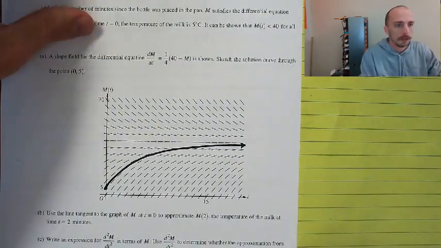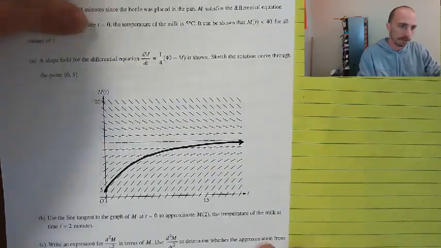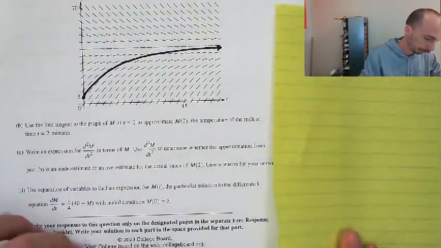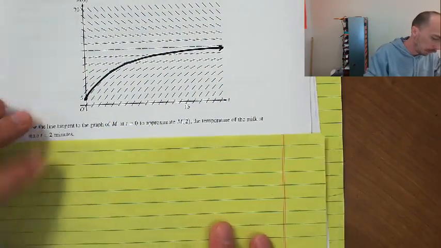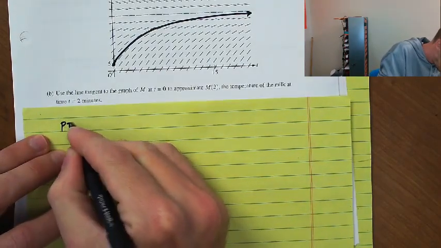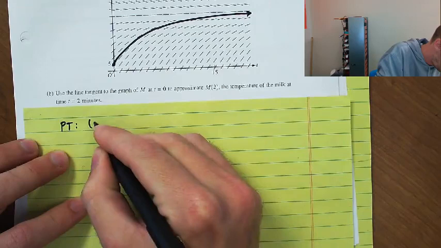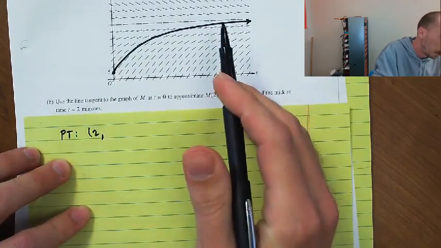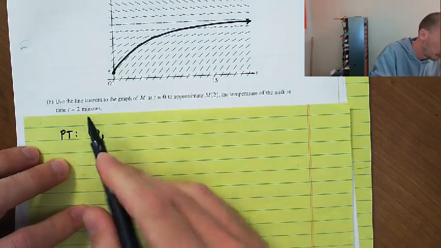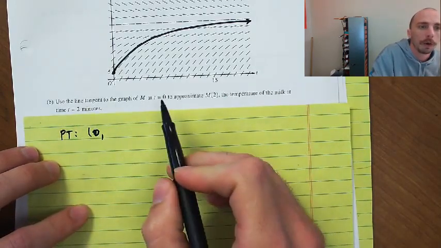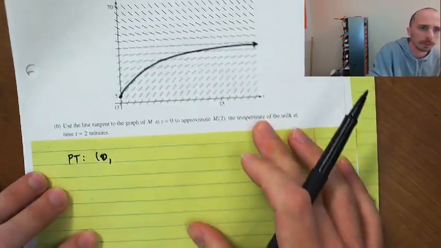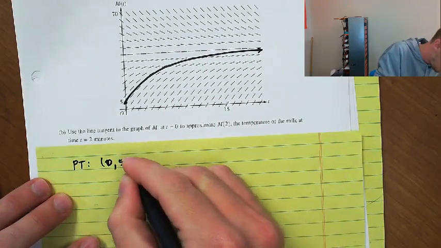That's part A. Part B: use the line tangent to the graph of M at t equals 0 to approximate M of 2, the temperature of the milk at time t equals 2 minutes. All right, so I'm going to need a point and a slope. The point is at t equals 0, since we're approximating the temperature of the milk at time 2 minutes. At t equals 0, they told me the temperature was 5 degrees Celsius. That's really cold. So the point is (0, 5).